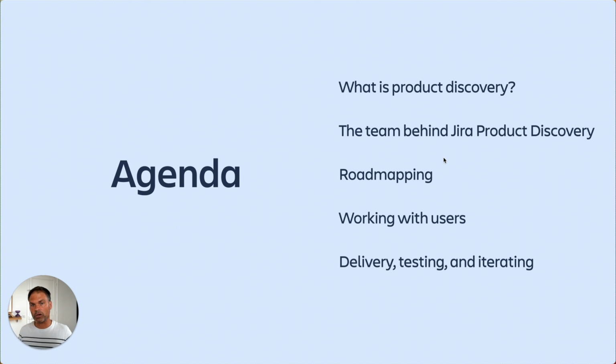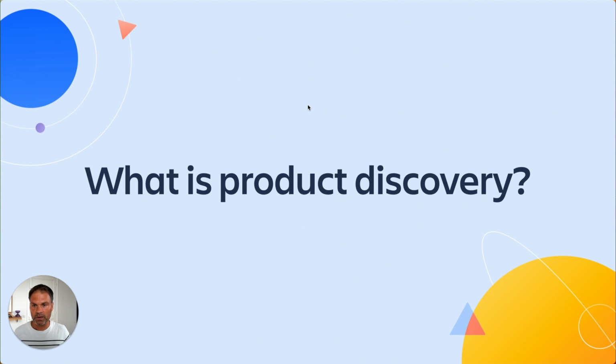The first one is we'll talk about what is product discovery to align on that term. The second is I'm going to introduce you to the team behind Jira Product Discovery and our current scale, so you can compare and see whether what we're doing could match your environment. Then we're going to talk about how we do road mapping, how we work with users, and how we do delivery, testing, iterating. So basically, how we do discovery, delivery, continuous loops.